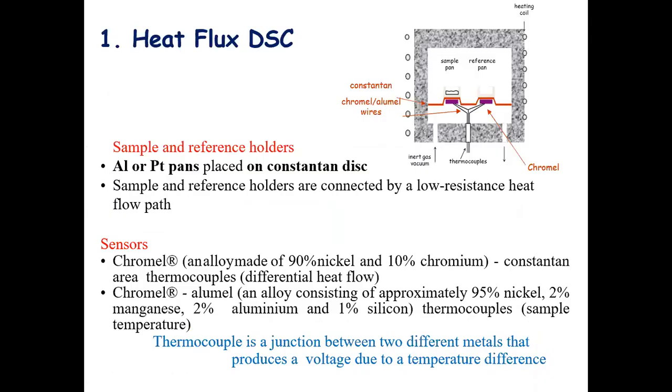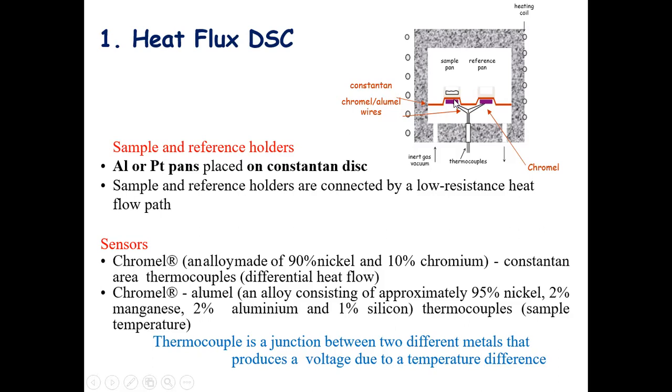First we will take heat flux DSC. What is this heat flux DSC? We will study the details, what is the construction of this heat flux DSC. Coming to the first, we will talk about the sample holders, and not only sample holders but also the reference. If you observe in the diagram, we have a sample pan and a reference pan. And both these pans are made up of aluminum or platinum, as you can observe in the construction part. So we have two pans here.